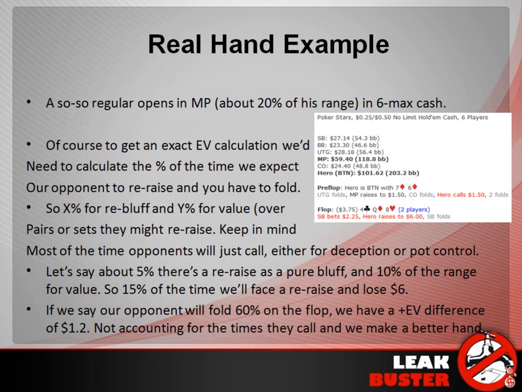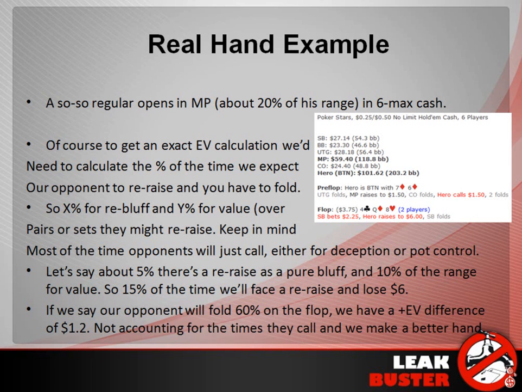So we were kind of talking about, to get the exact EV calculation, we have to put X percent of the time we're re-bluffed, we have to fold, and Y percent that they're just doing it for value. I would say approximately 5% of the time they re-raise as a pure bluff, and that might even be high depending on the stakes you're playing, and 10% of the time that they do it for value. It's about 15. Maybe we could even say as high as 20% of the time, but I think that's really too high. You'll face a re-raise and lose $6.